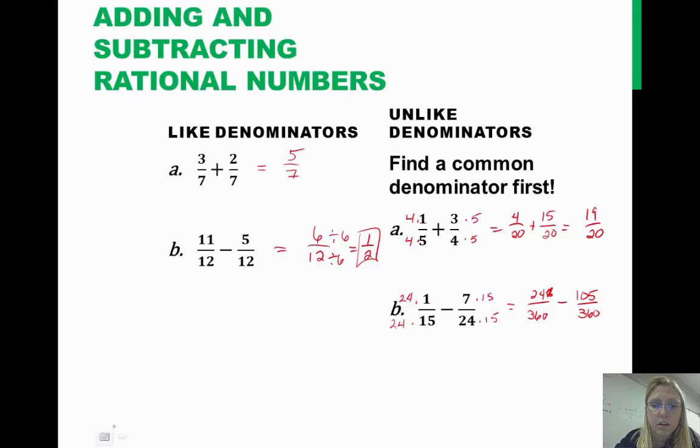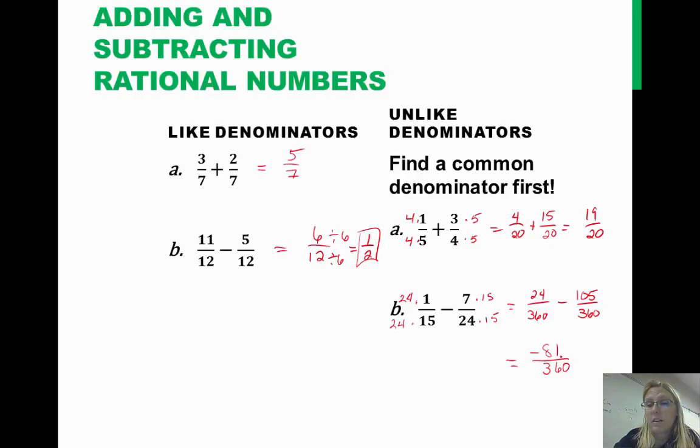Sorry, the little scribble there. Alright, so now let's finish this. So 105 minus 24 is 81. This will be negative because this one's a larger absolute value. So negative 81 over 360.